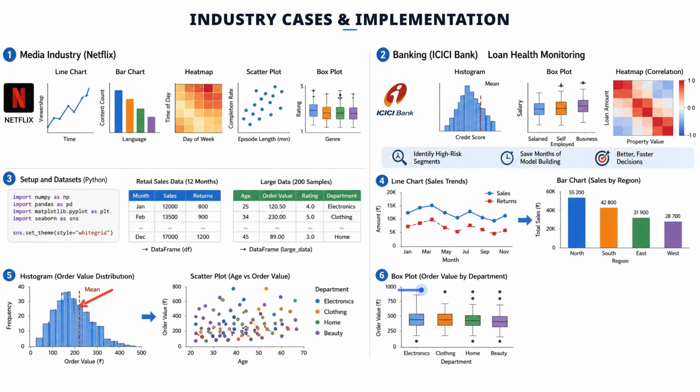The fifth plot is a box plot, used to see the spread of order values by department. The box represents the middle 50% of the data. The line inside is the median. The whiskers show the normal range. And these single dots appearing beyond the whiskers are outliers.